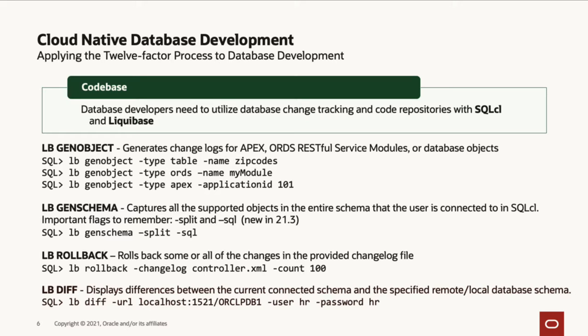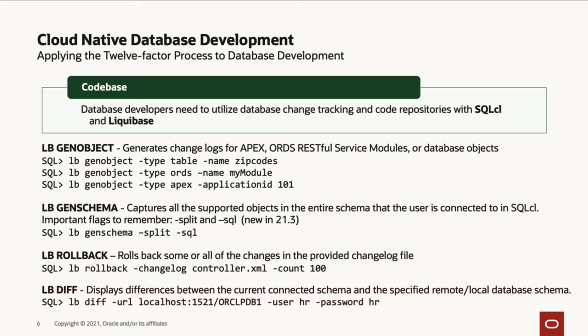The first thing we can do is generate the code for individual objects. You can see here with LB gen object, we can generate the code for individual objects such as tables, procedures, triggers, indexes, or we can generate Oracle REST Data Service modules, REST modules that you create, or we can pull out Application Express applications with this process. So LB gen object gives you the ability to pull the changes for individual objects, such as database objects like tables, functions, triggers, indexes, or Oracle REST Data Services modules, or even Application Express apps.